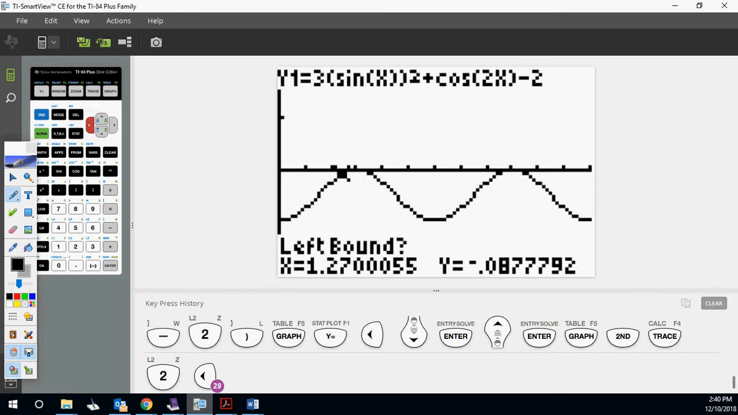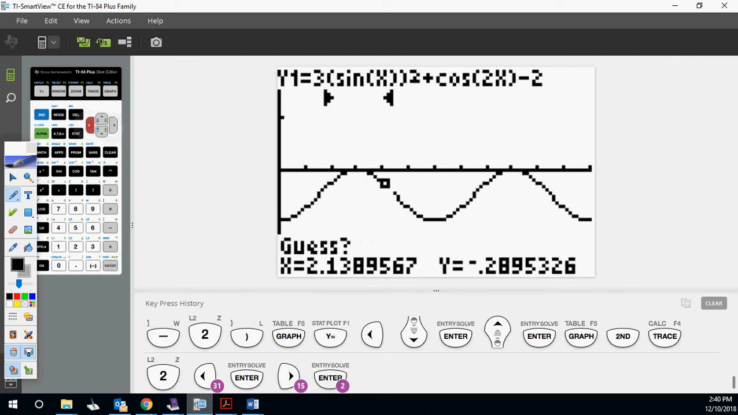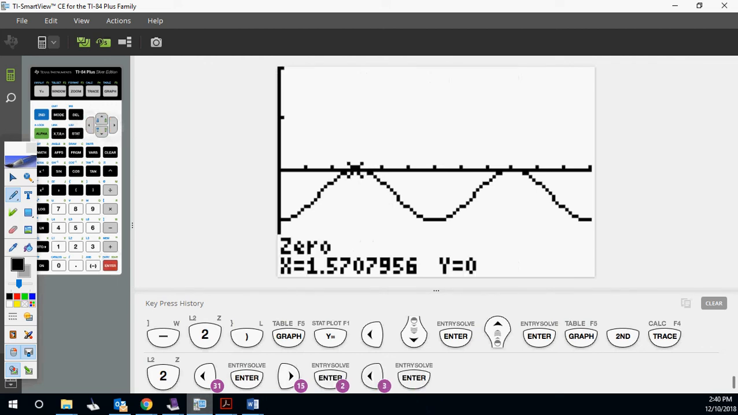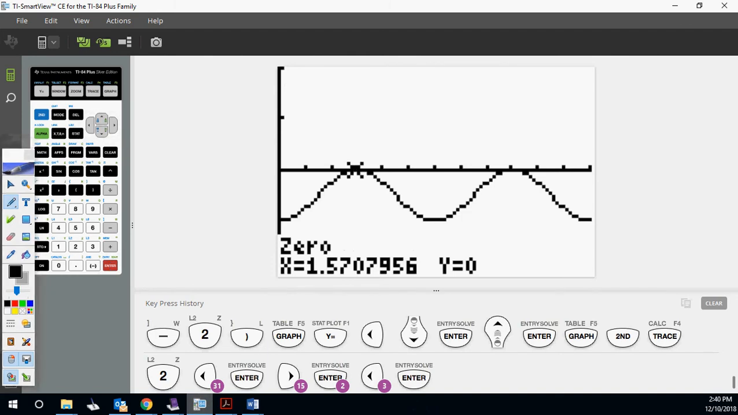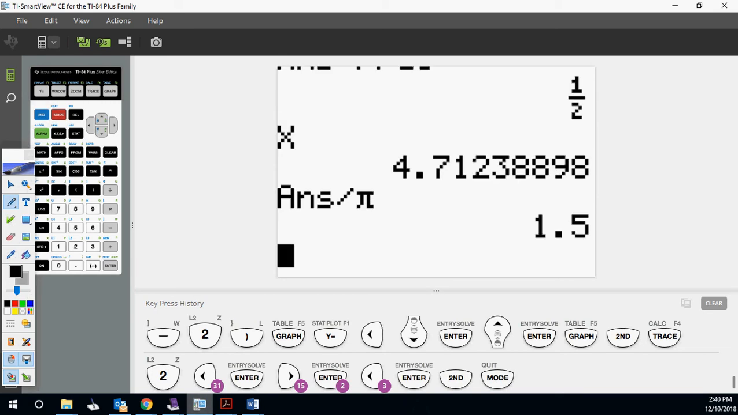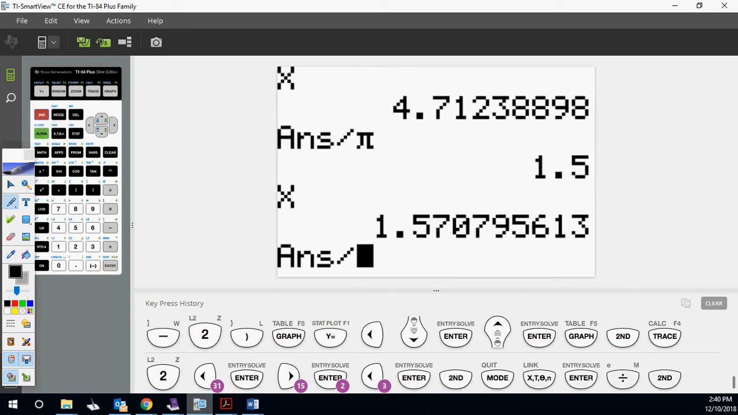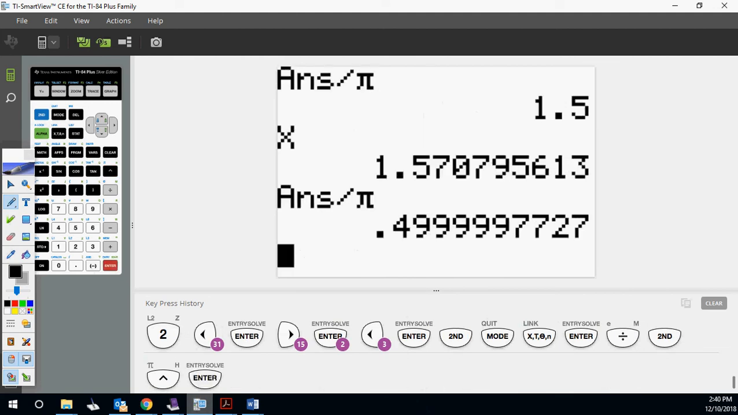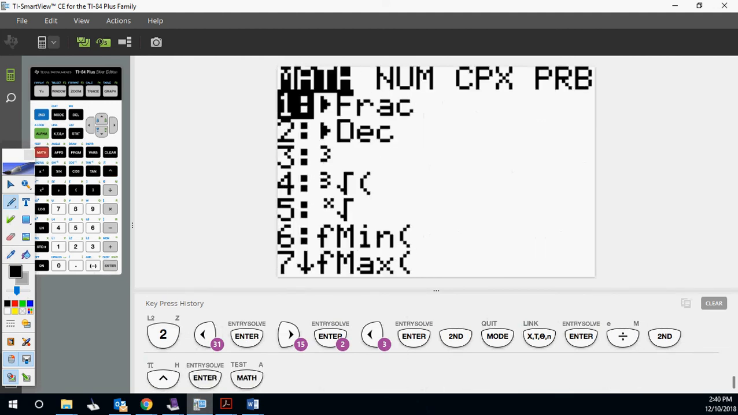Okay, so here we go. Enter for left bound. Go over the hill. Right bound, hit enter. Top of the hill, enter. So 1.57. You can see that that's half of pi, but we'll just quit. We'll do the thing again. X, enter. Divide pi out. You see that it's 0.4997, which is weird that it rounded like that.